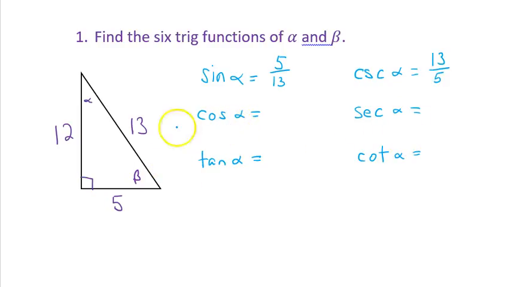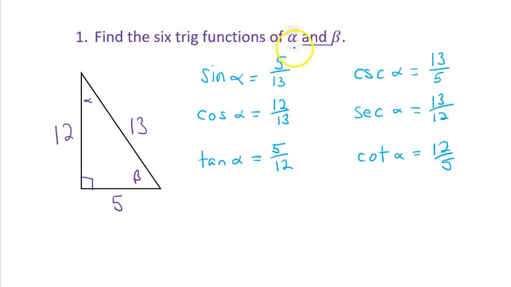Then my cosine of alpha: cosine is adjacent over hypotenuse. So I've located my adjacent side to be 12. My hypotenuse is 13. So 12 over 13 for cosine. And again, my secant is the flip of that, so it will be 13 over 12. Tangent, I've memorized to be opposite over adjacent. And so opposite of alpha is 5, adjacent is 12. So 5 over 12. And then for cotangent, I'm just going to flip that. And so those are my 6 trig functions for alpha.